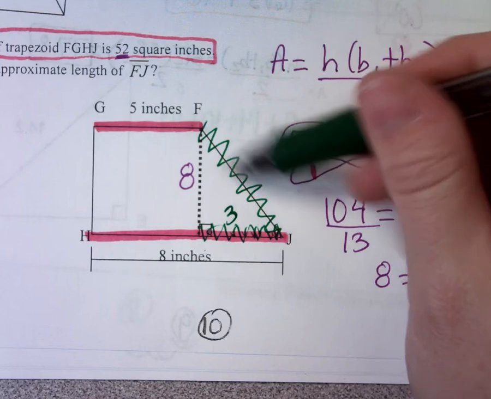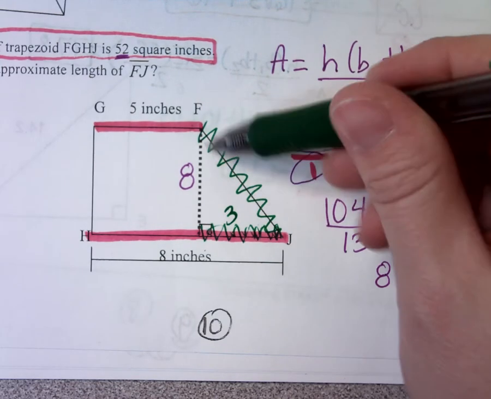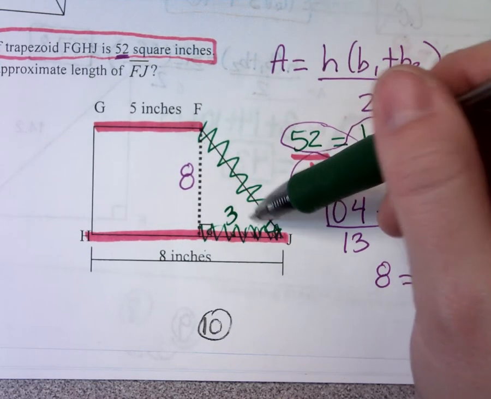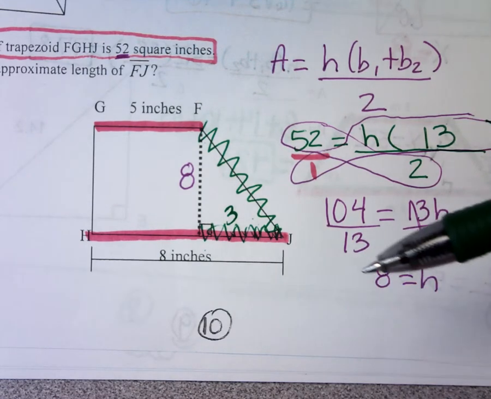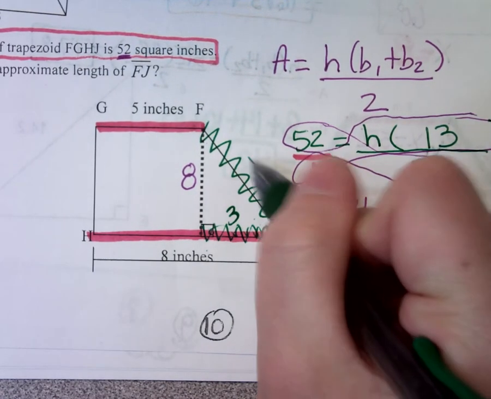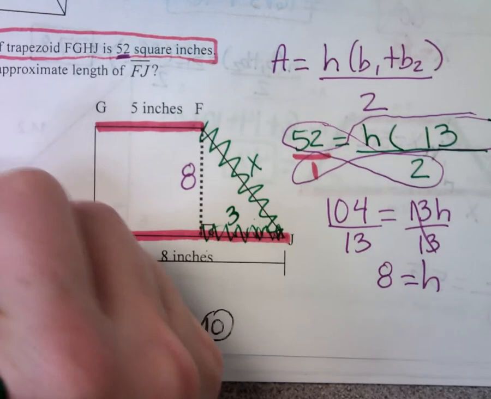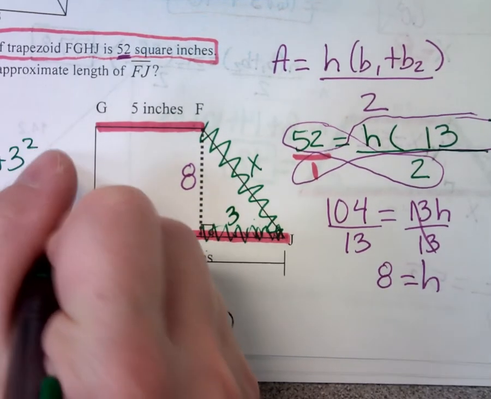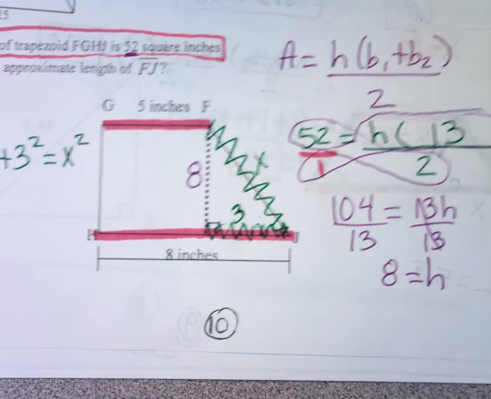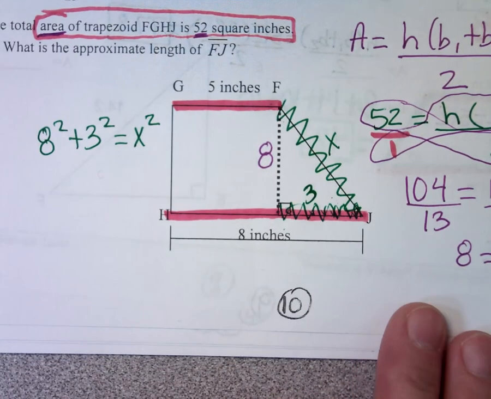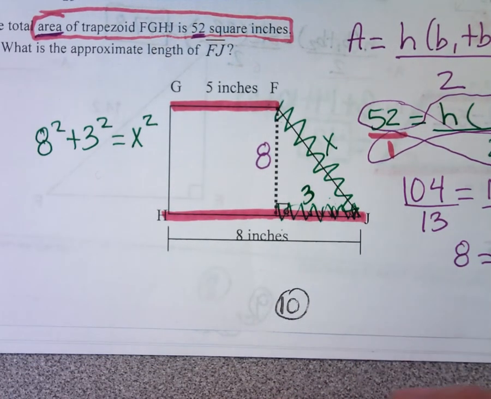This one, I don't know that those are 45 degrees. I can't assume it, and I don't know it. So this is just going to be Pythagorean theorem. So what would it look like? Good. 8 squared plus 3 squared equals x squared, or 3 squared plus 8 squared. Doesn't really matter. Okay, so take a moment and tell me what you get. And let's just round to the nearest tenth.